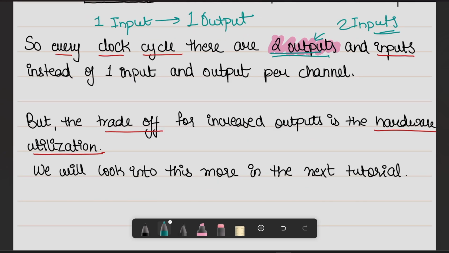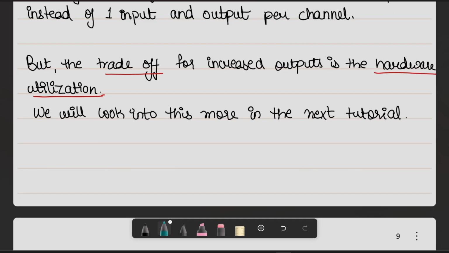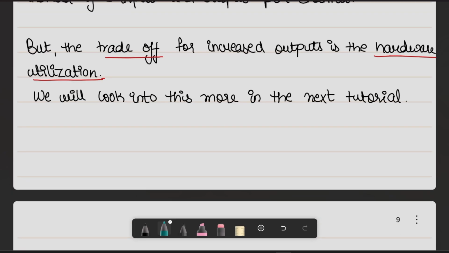The trade-off for this increased number of outputs is the hardware utilization. We will look more into this in the upcoming tutorials.